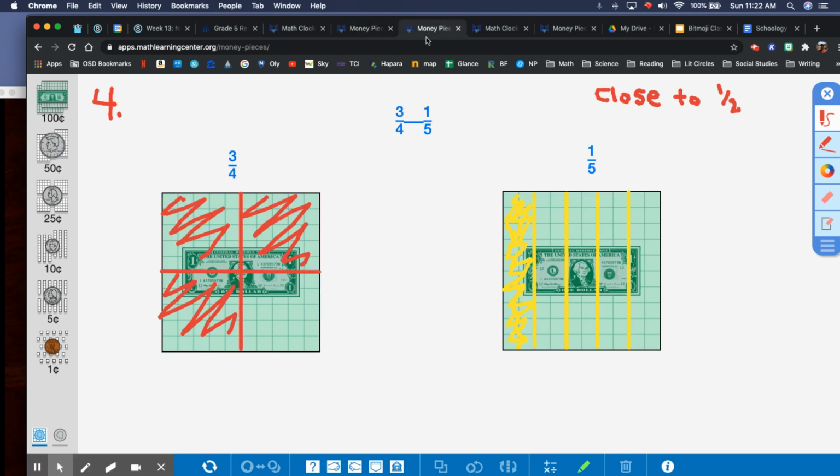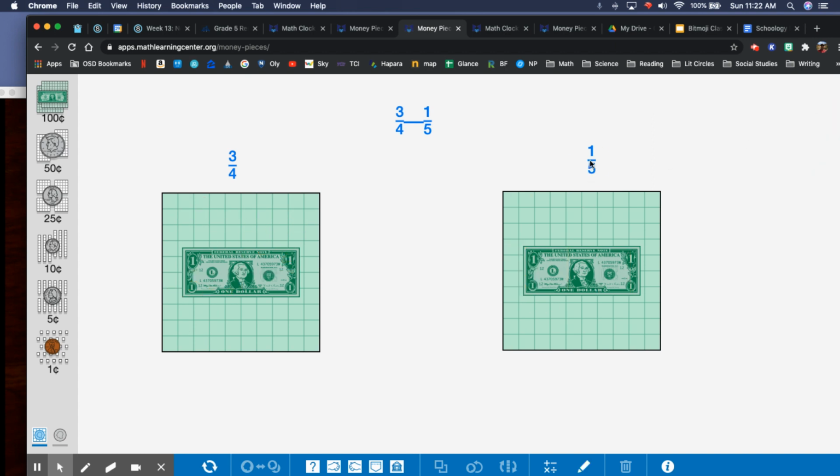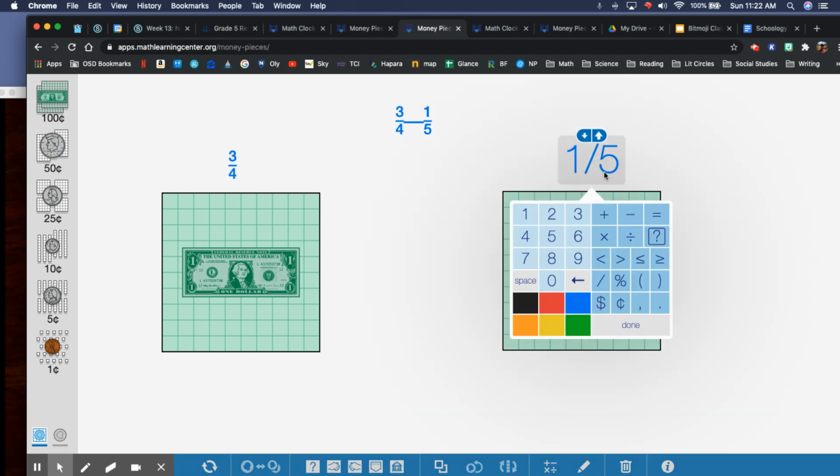All right, number 4. Number 4 is 3/4 minus 1/5. And what I did here was I have one fraction here. I have $1, that's 3/4. So I cut it into fourths, and then I shaded in 3 of them. And this one in yellow over here, I cut into fifths again, just like our last one, but I only shaded in one of them. Now, what I notice is 1/5 is the same as 2/10.